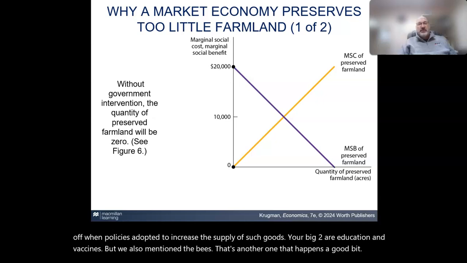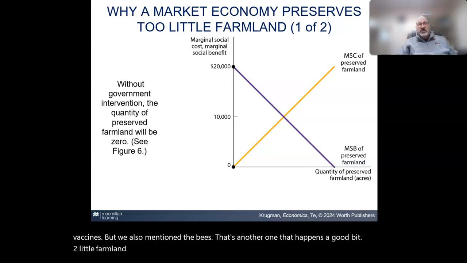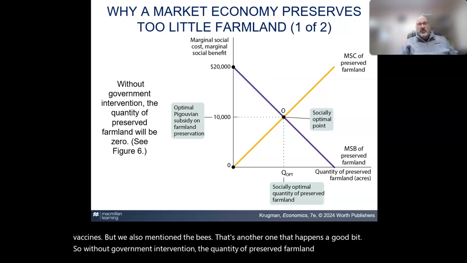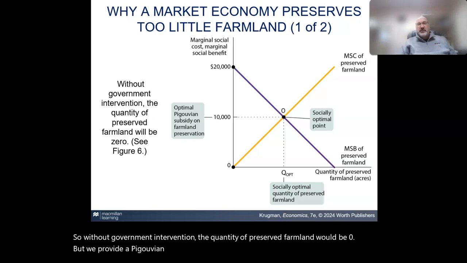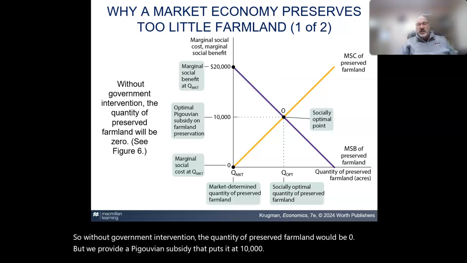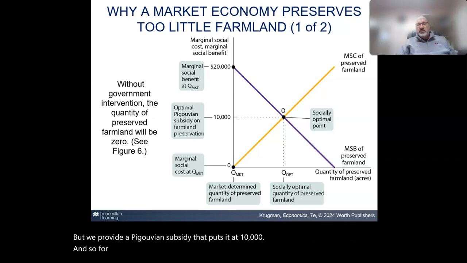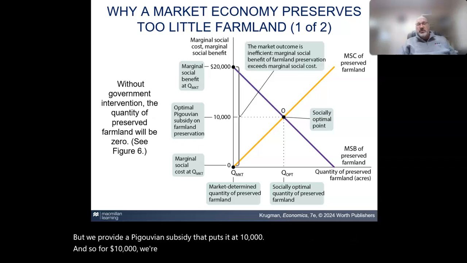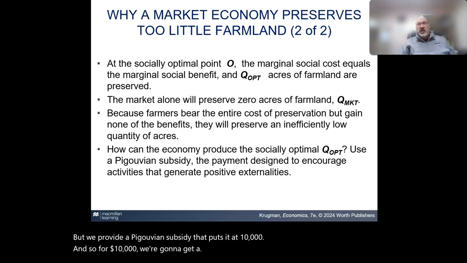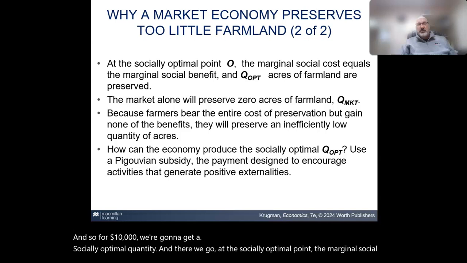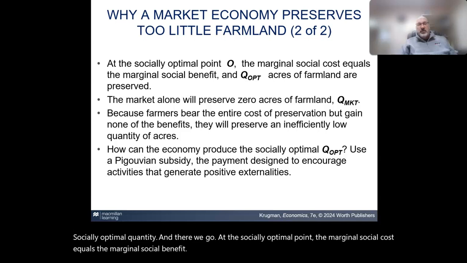Too little farmland. Without government intervention, the quantity of preserved farmland would be zero. But we provide a Pigouvian subsidy that puts it at $10,000. And for $10,000, we're going to get a socially optimal quantity. At the socially optimal point, the marginal social cost equals the marginal social benefit, and the acres of farmland are preserved.